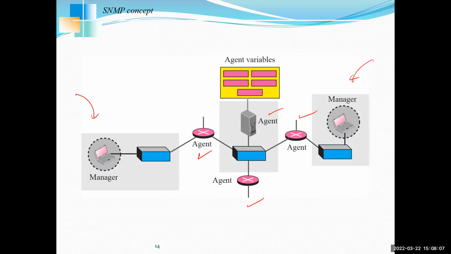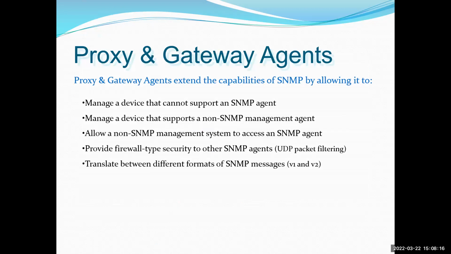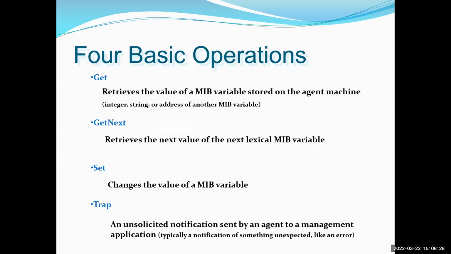As long as you can ping, right, it's going to work, because you just send the packets across the network. Proxy and gateway agents are used whenever you want to reach a machine that doesn't speak SNMP. You'll have to do some workarounds to get that to work. So that's basically the idea there.